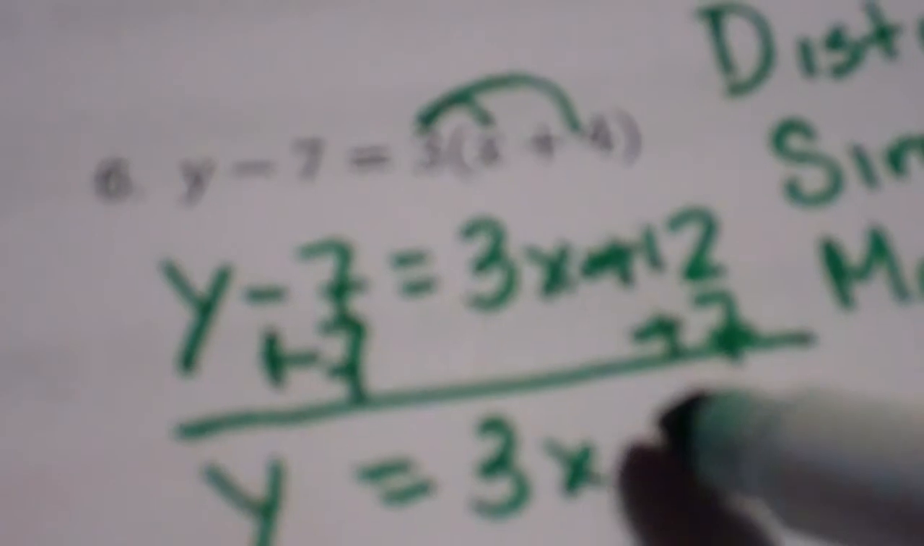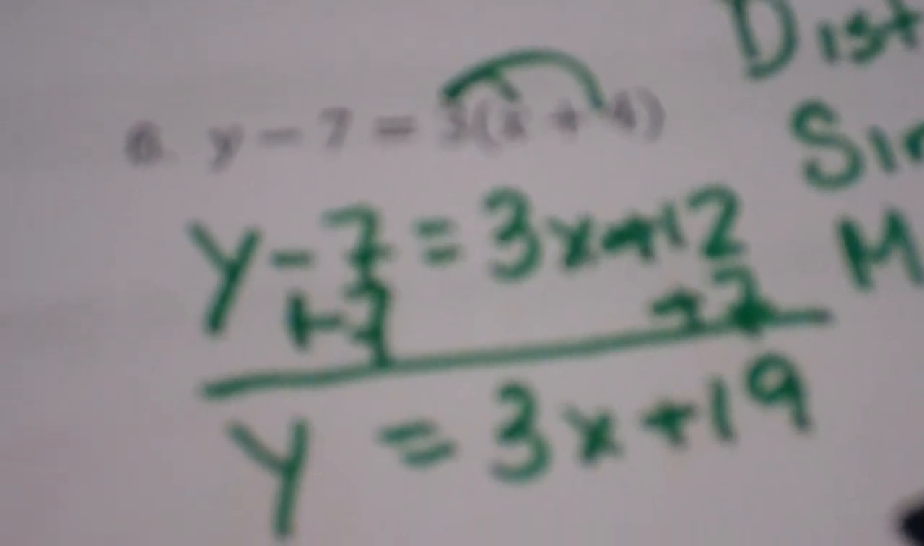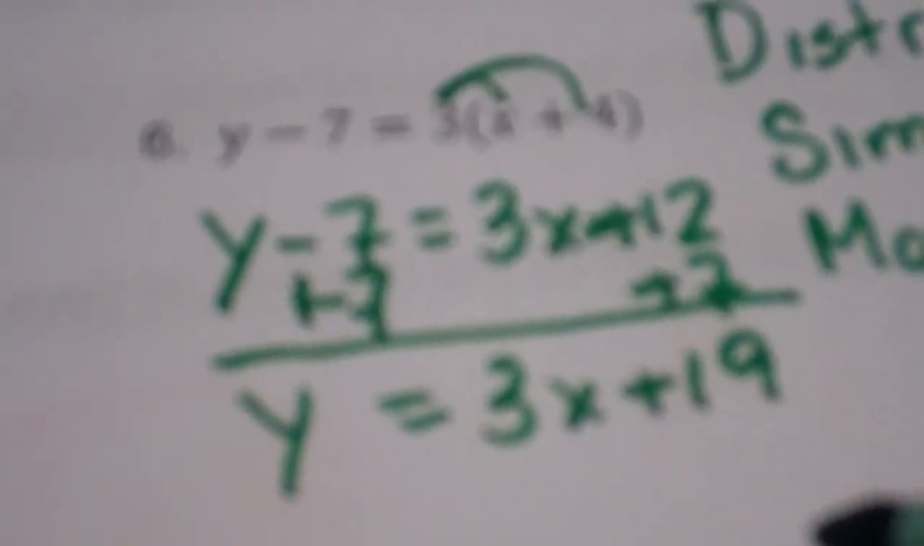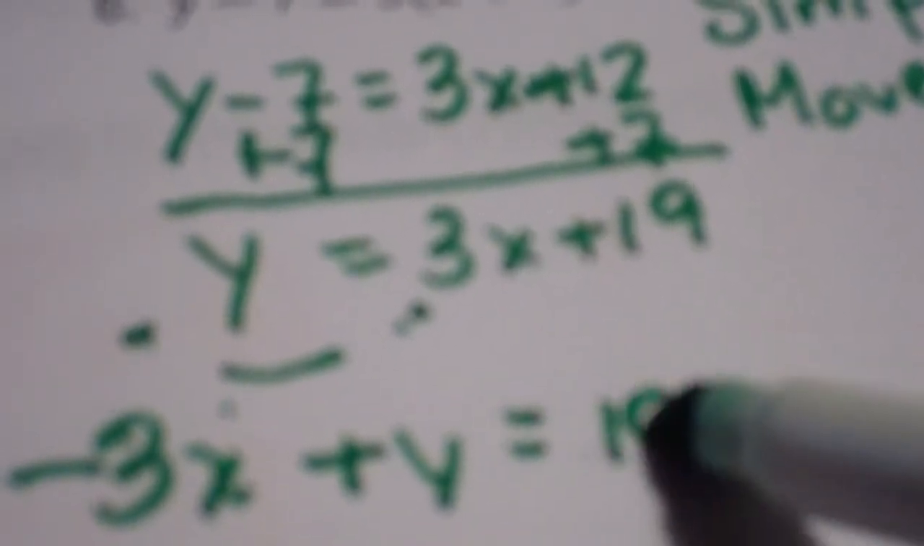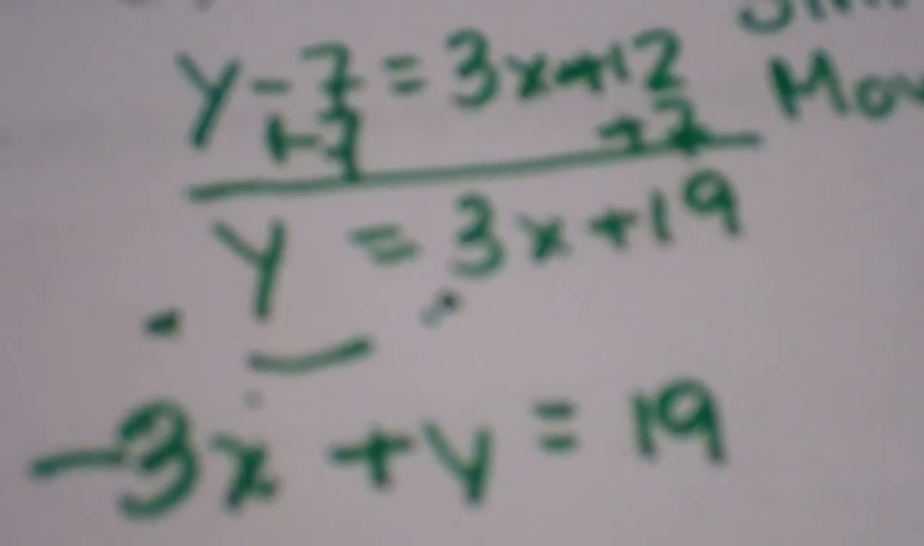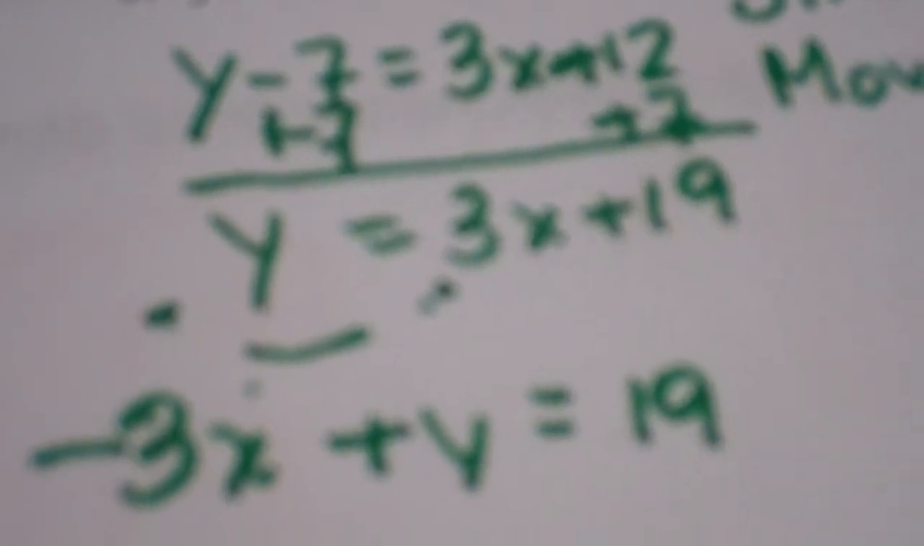So y equals 3x plus 19. Oh, well that's slope-intercept form. However, we're still working in standard form, so we're going to do the last step, move the x term over. Instead of positive 3, it's going to become negative 3x plus y equals 19. It's not too bad. In this case, we didn't have any fractions to clear, so that was nice.